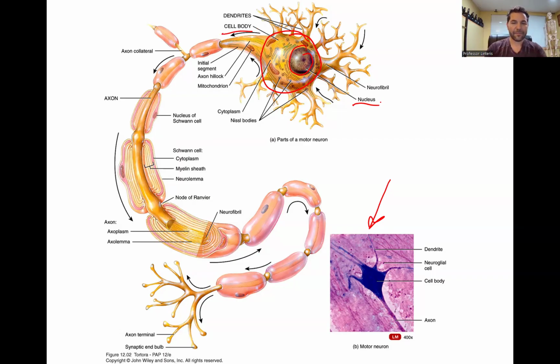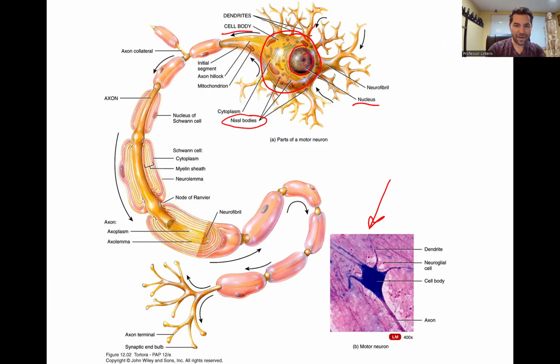Within this cell body, we also have these little structures that I'll show you on the model called Nissl bodies. In lecture, we've discussed the function of them. They're little patches of rough ER. They're responsible for synthesizing proteins and things like that that are very important. Obviously, we have the cytoplasm, which is just the inside of the cell. So key ones right now, cell body.